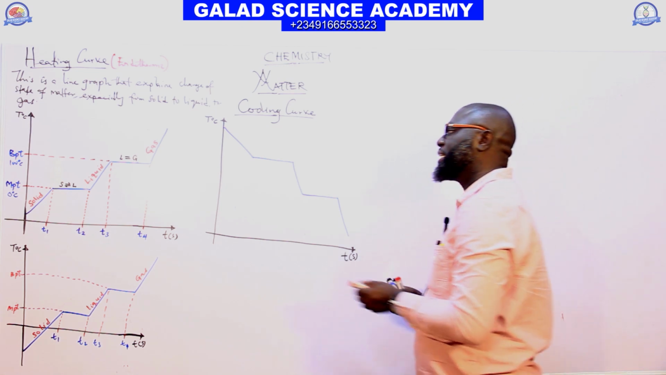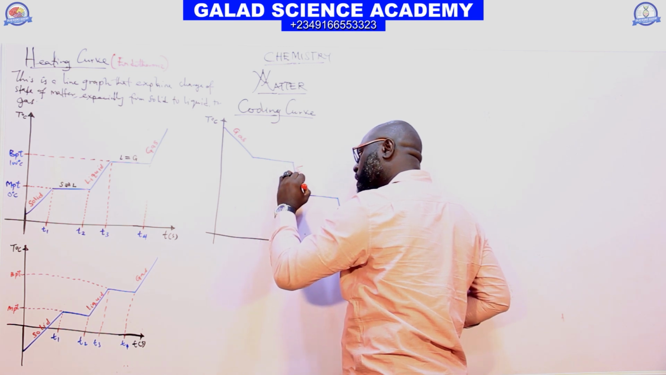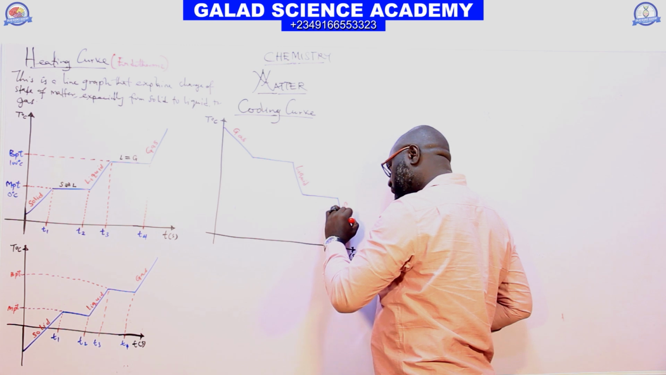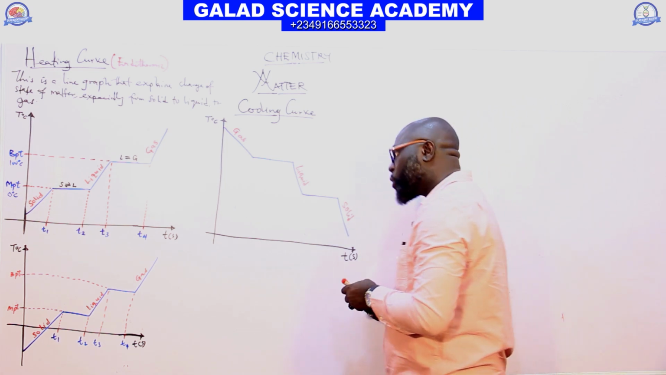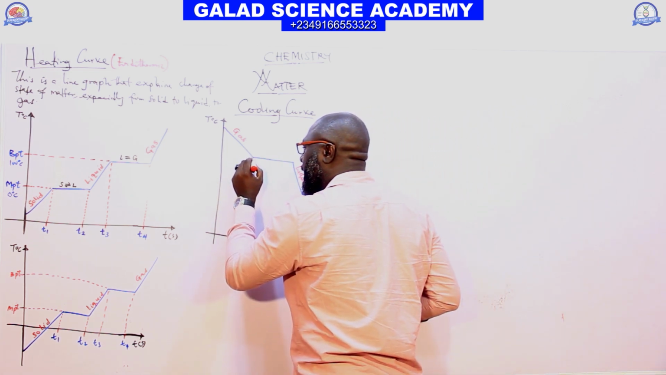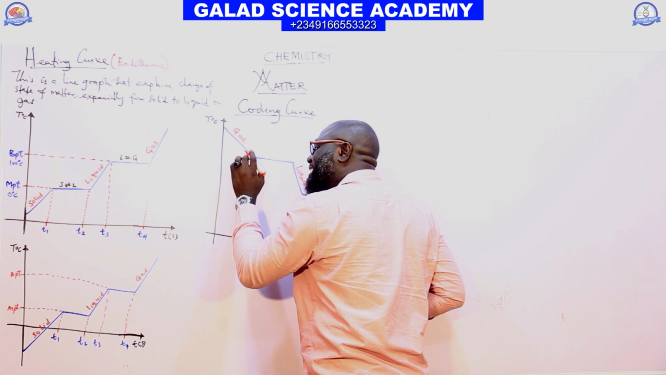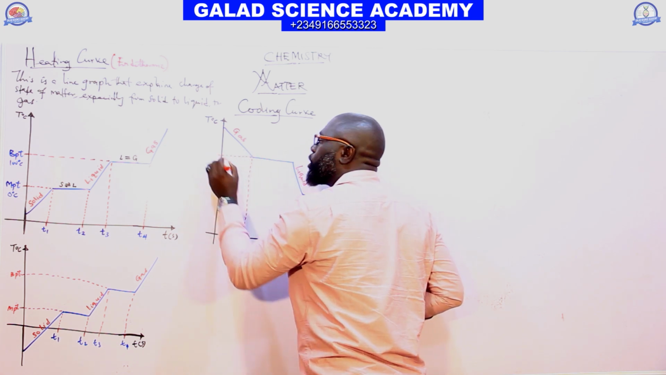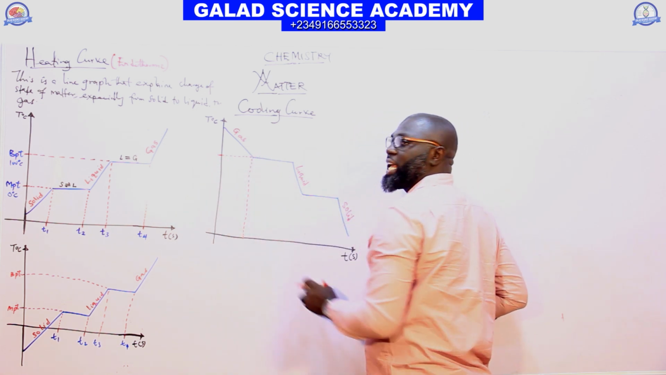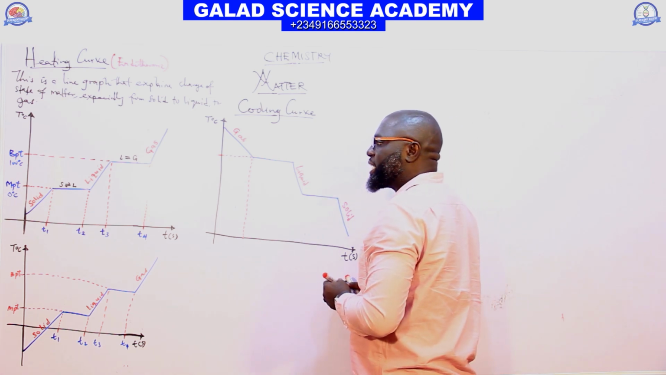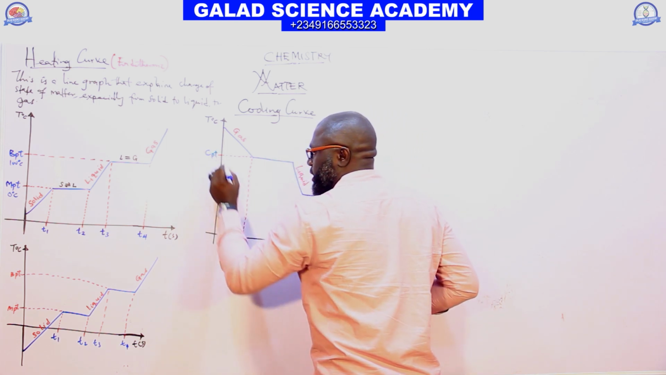And here, this place represents gas. This place represents liquid. This place represents solid. And at a particular point here, the gas is beginning to condense. Therefore, this particular point here, we call it the condensation point.